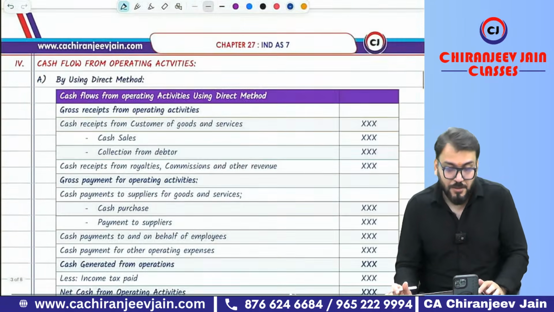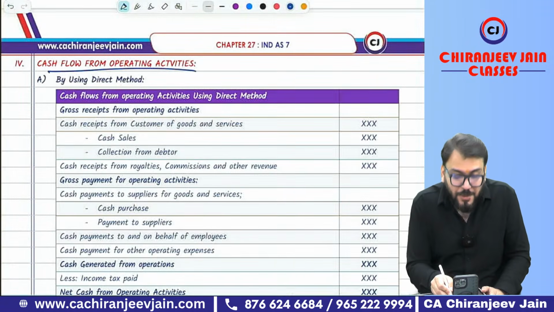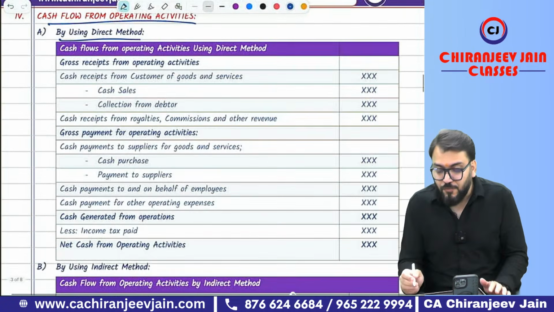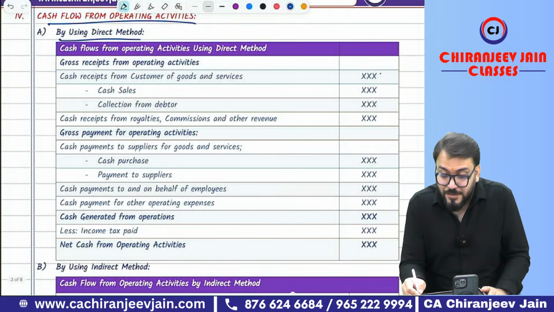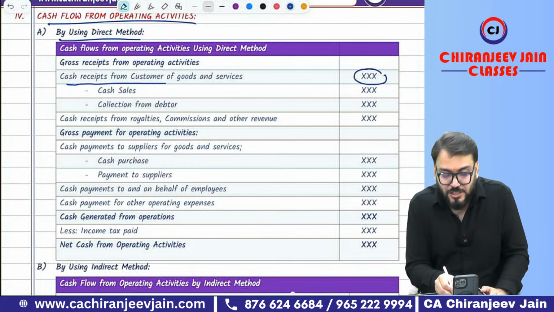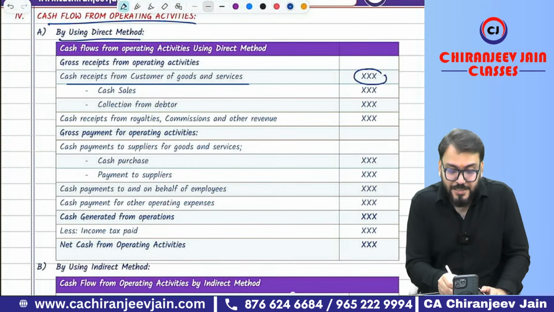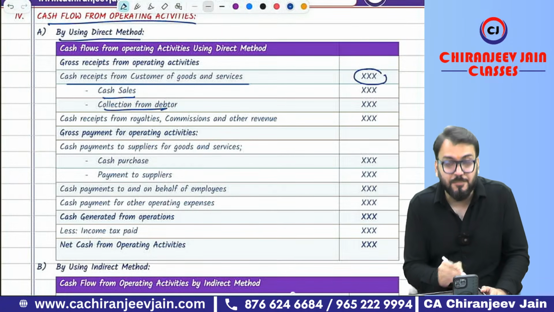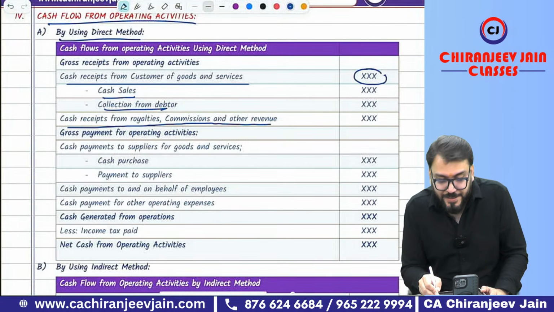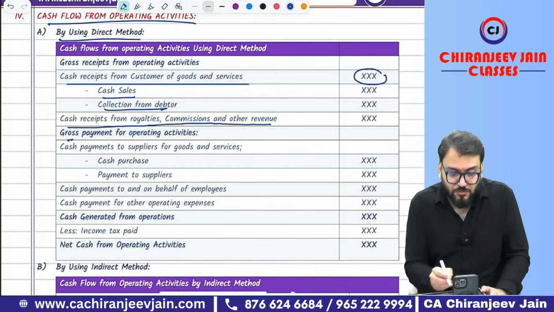I think there is no doubt in this. Now, cash flow from operating activities. When I say using the direct method, it is very easy. Direct method, everyone knows. We need to find the cash inflow from operating activities, which may consist of cash received from customers for goods and services. It may include cash sales, collection from debtors, or any cash received from royalty income, commission income, or any other operating income.